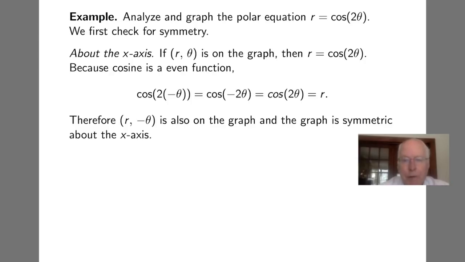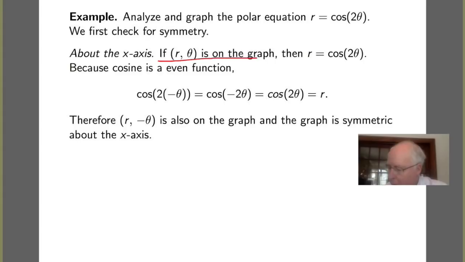Cosine is an even function. So let's suppose a point (r, theta) is on the graph, and that means that r equals cosine 2 theta. Now replace theta by minus theta. We have cosine of minus 2 theta, which is cosine of minus the quantity 2 theta.